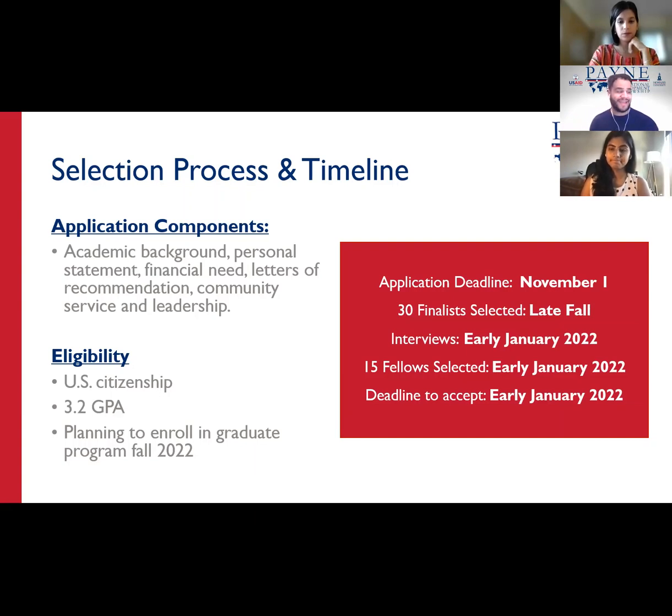Our application deadline this year is actually not November 1st. It is now November 15th. We have just extended the deadline, which is super exciting, to give you a little bit more time to work on those applications. We will still be selecting 30 finalists by the late fall. So that's going to be early December.